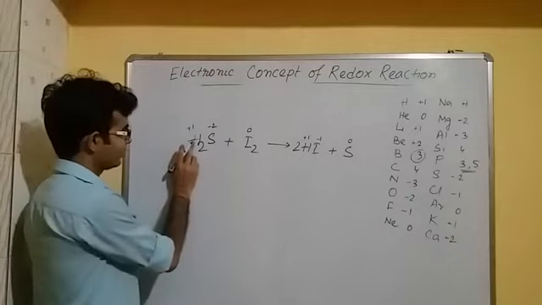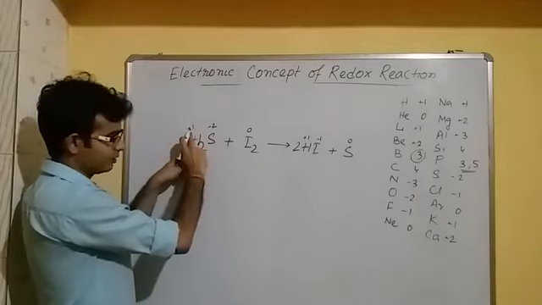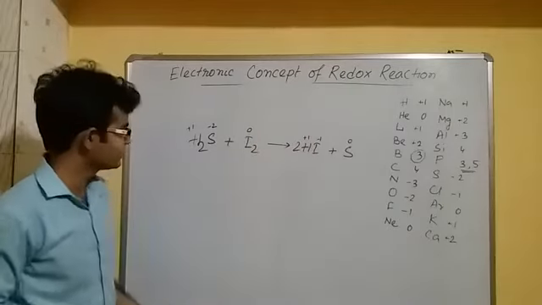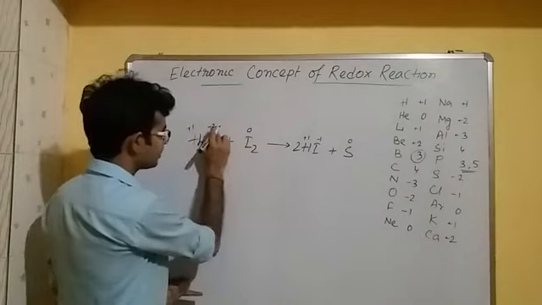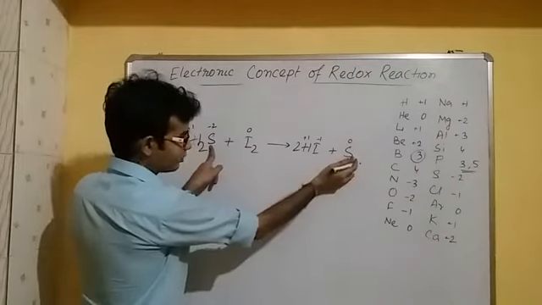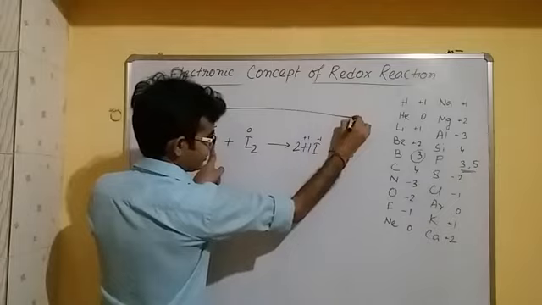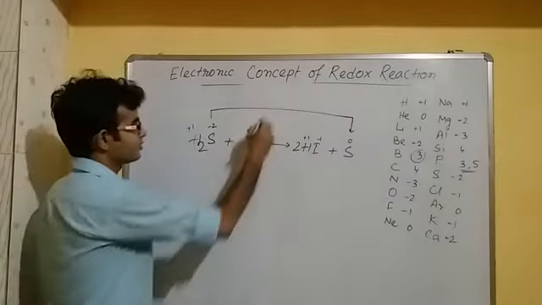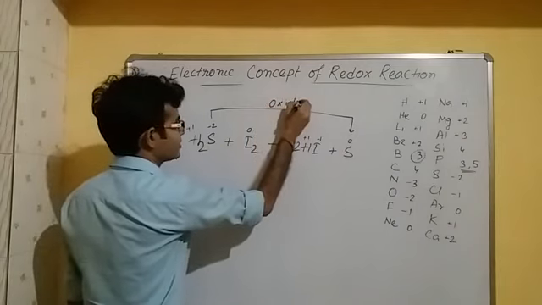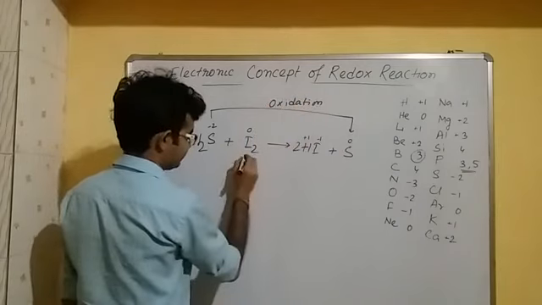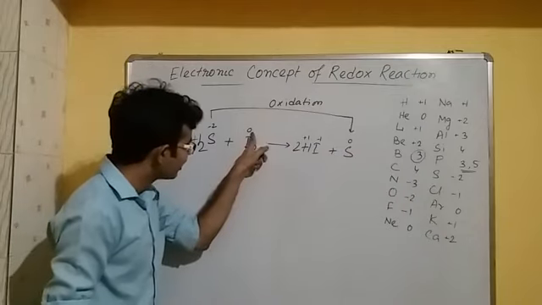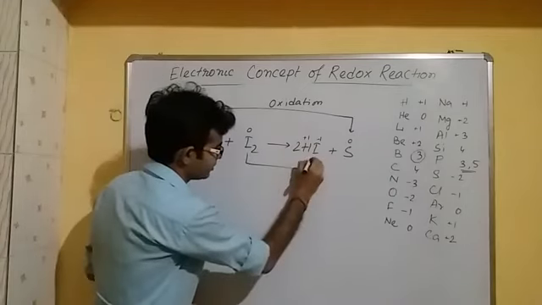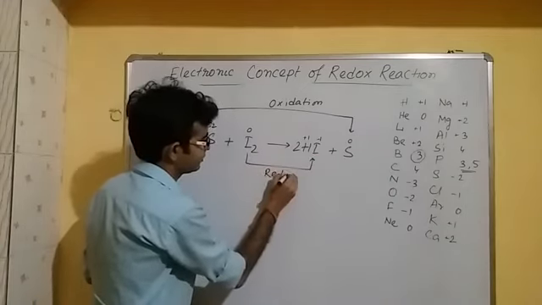Now look at this. What happens here? Here hydrogen goes from plus 1 to plus 1, no change. Here sulfur goes from minus 2 to 0. What happens? Increase or decrease? Obviously increase. So increase means this one is oxidation. Okay. Done. Now iodine is 0, what happens? Iodine becomes minus 1. So here, from this to this, there is reduction.